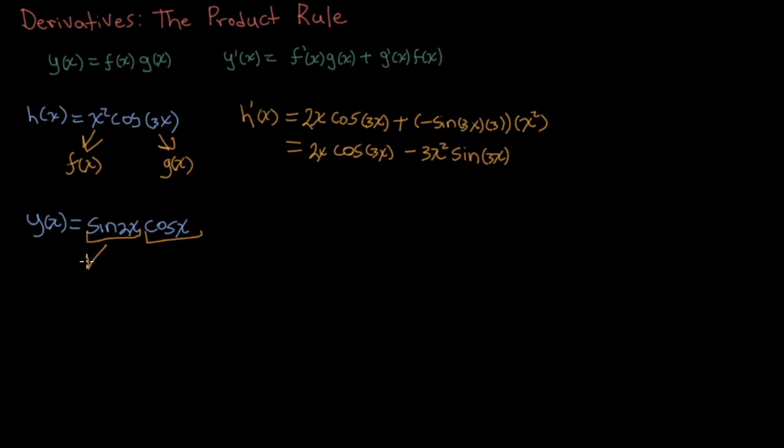So what we can do is we can look at one of these as f(x), and we can look at the other one as g(x). And from this point on, we would just evaluate this derivative according to this format here. So we would write h prime(x) is equal to the derivative of f(x). The derivative of sine 2x is going to be cos 2x times 2. That's the derivative of f(x), and I'm going to multiply that by g(x), which is just cos x.